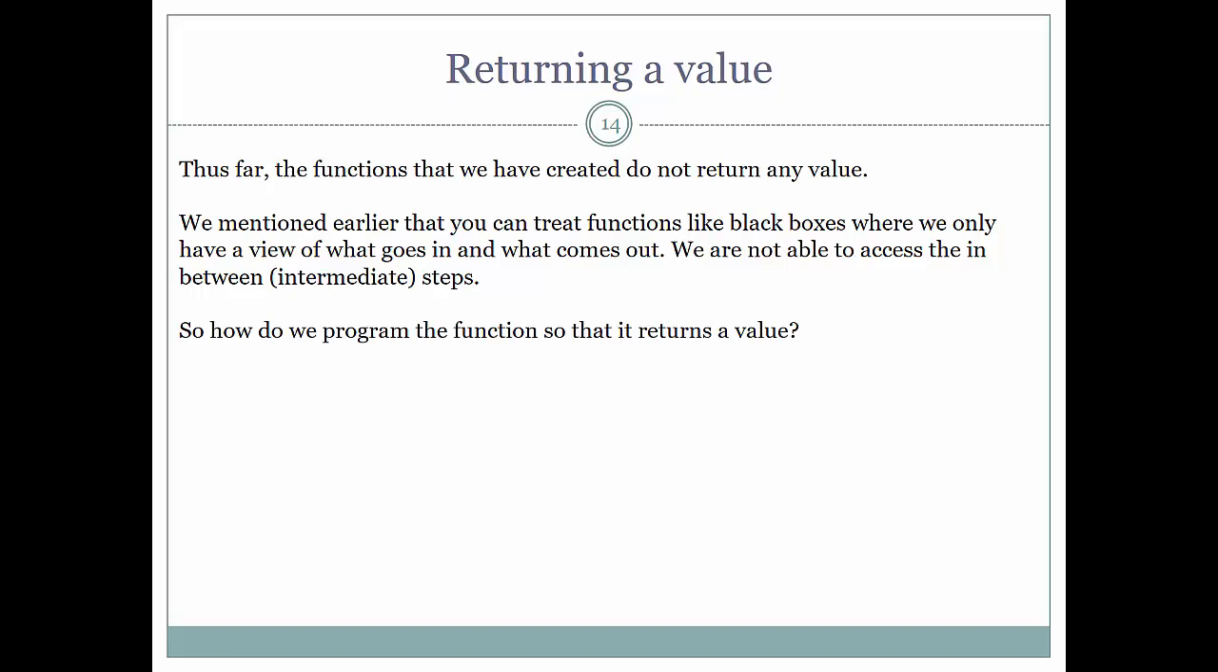In this video, we will be covering what it means to return a value. So far, the functions that we have created do not return any value, they just print the output. Like we mentioned earlier, you can treat functions like black boxes where we only have a view of what goes in and what comes out. For the what goes in part, we are able to specify the inputs. But what about what comes out? How do we specify the value that is returned? Because we are not able to access the intermediate steps, that's where returning a value comes in very handy. Let's take a look at a program.